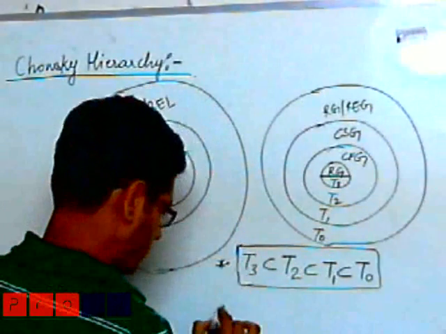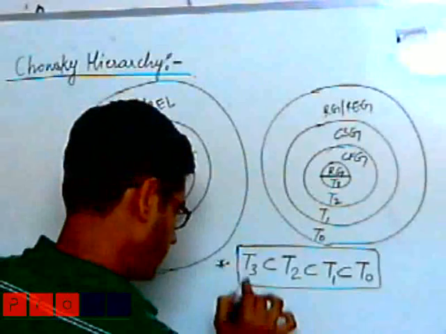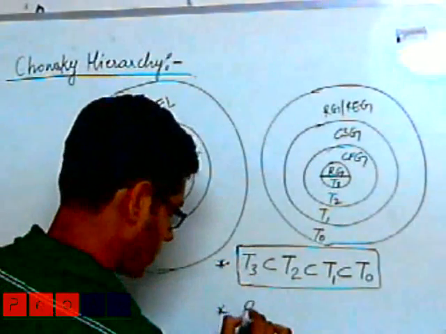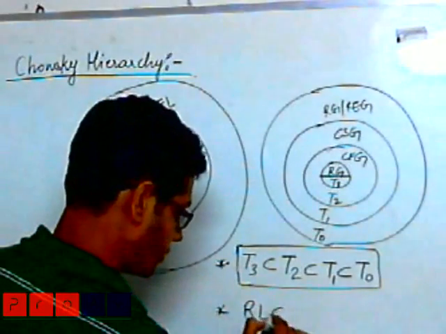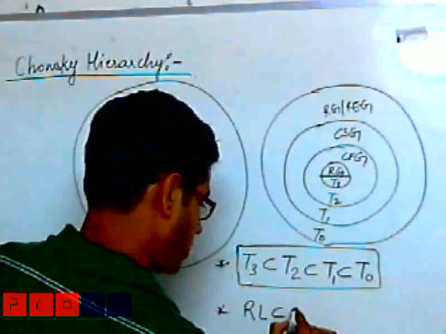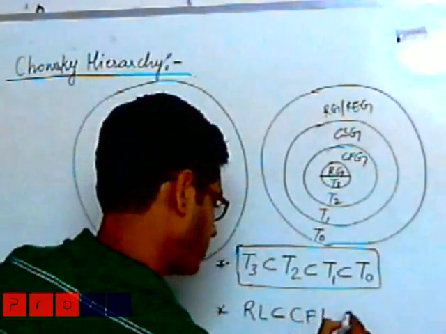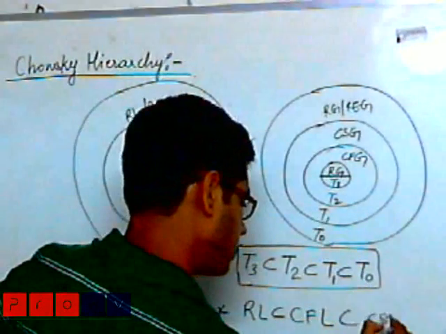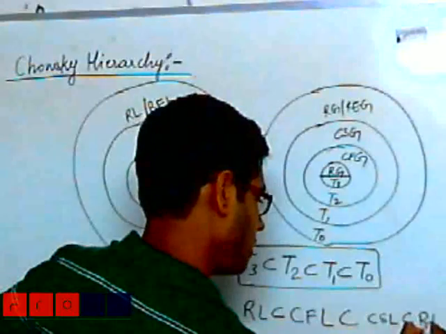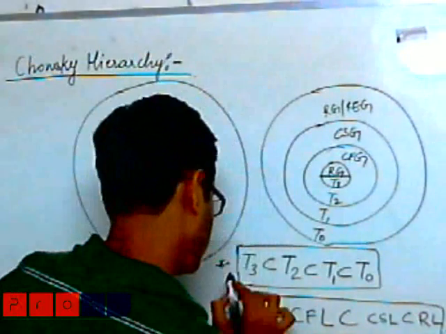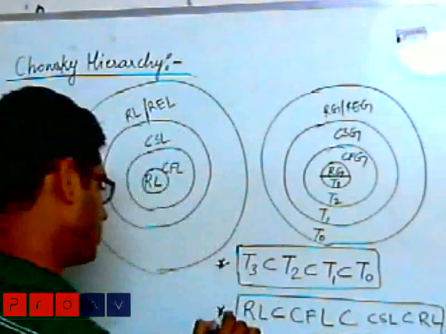Second basic point corresponding to this. Type 3 corresponds to which grammar? Which language? Regular language. Regular language is a subset of which language? It's a subset of T2 grammar. That means CFG, CFL. This is CSL. This is RL. This is again the second important point. You should note it down.